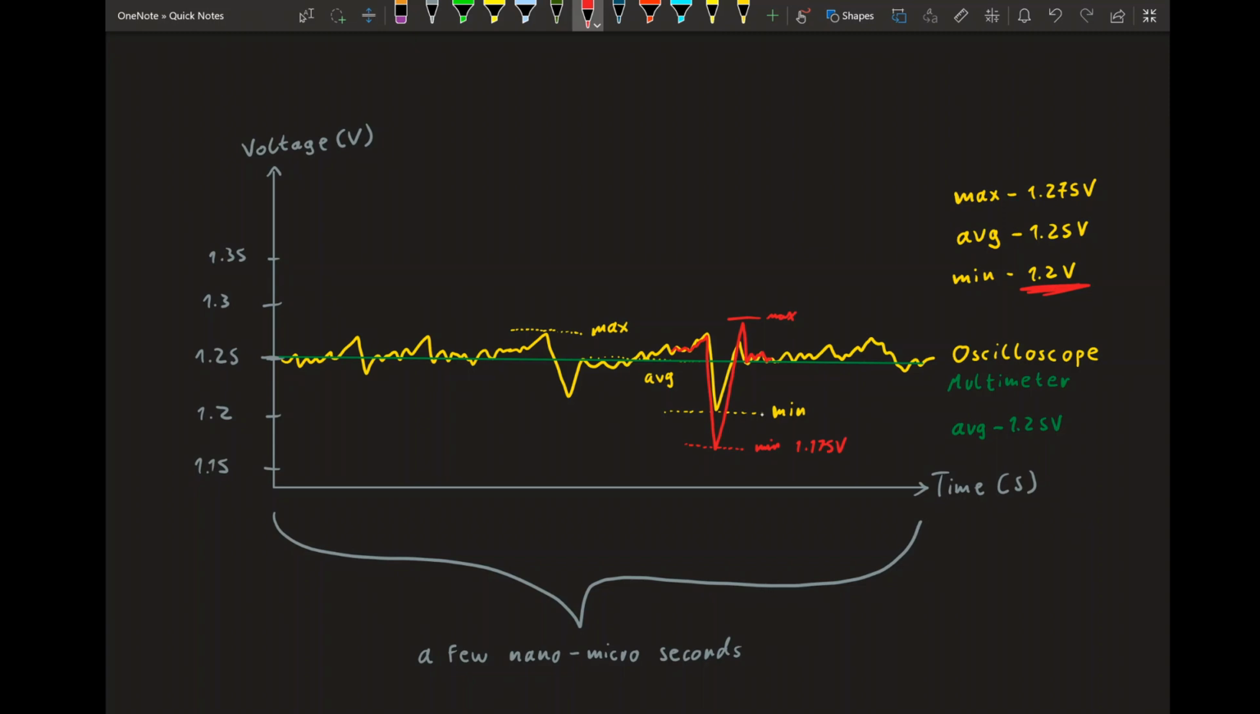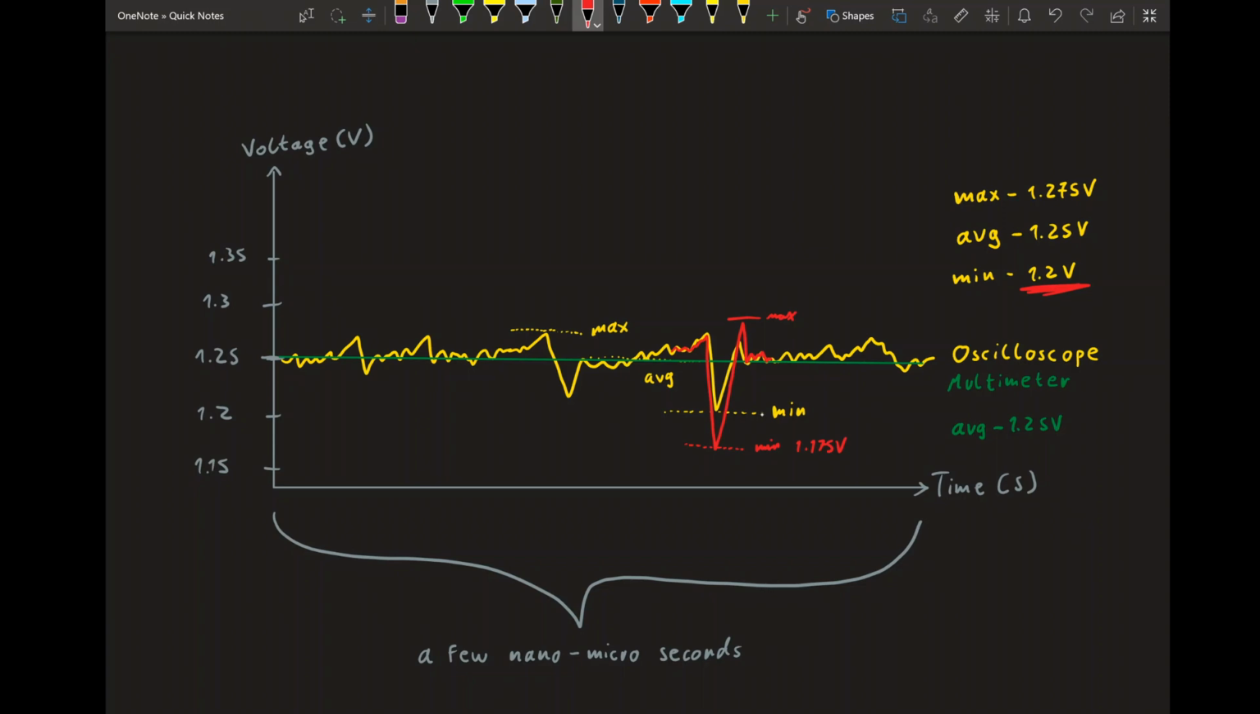But because our worse VRM is cheaper, it has fewer capacitors, it doesn't have a high-end voltage controller, it doesn't have as many phases, it might be using lower quality components, all that leads to worse voltage regulation. And when that load hits, our voltage drops further. And that is what you will see in this lower minimum.